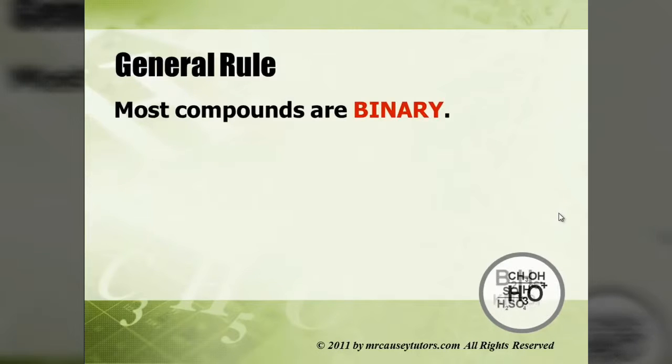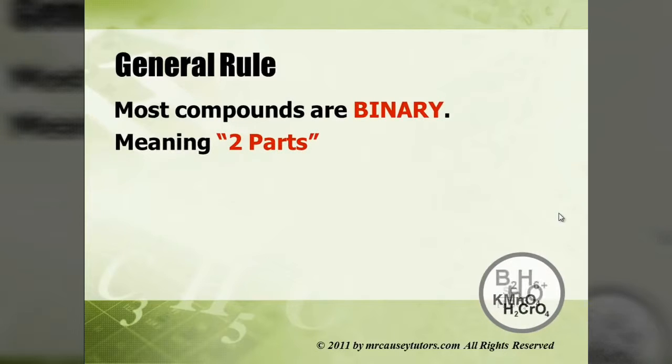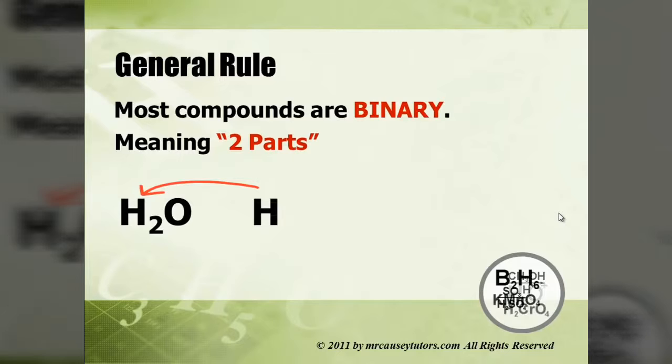Alright, general rule for naming compounds. Most compounds are binary, and that just means that they are two parts. And so that's our number one thing to be thinking about there. In this general rule, most compounds are binary. They're made up of two parts: water's hydrogen and oxygen. Two parts. And even those with polyatomic ions, they're still really two parts. They're the polyatomic ion and the ion that they've attached to. So keep that in mind. And it's all just two parts.